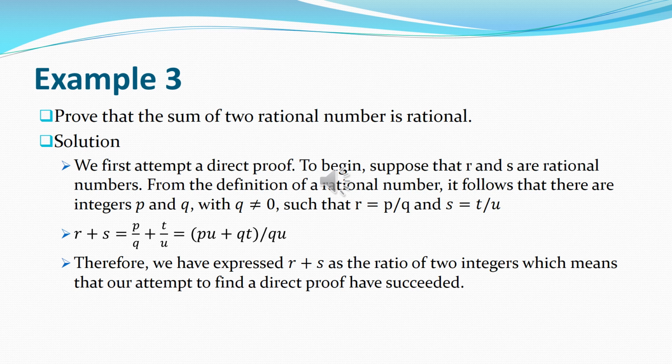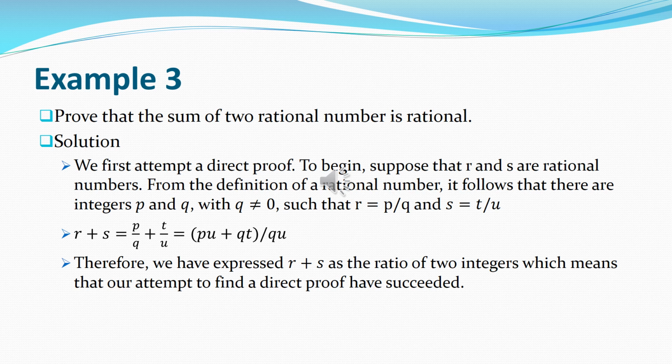Prove that the sum of two rational numbers is rational. Solution. We first attempt a direct proof. To begin, suppose that r and s are rational numbers, two rational numbers.